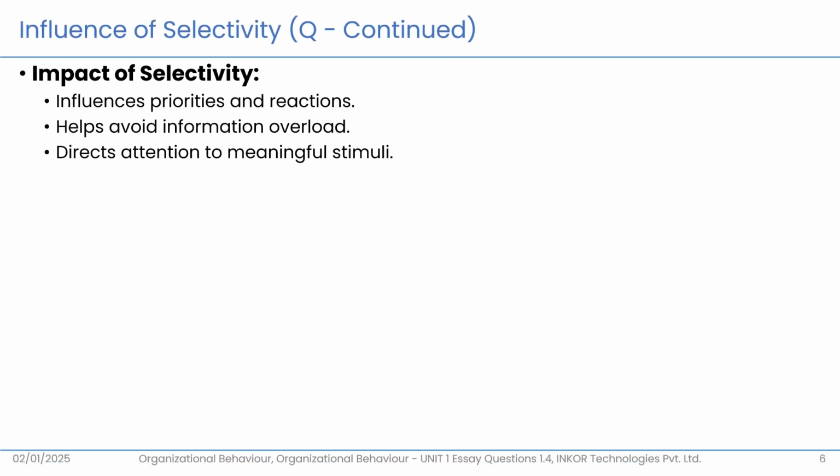Perceptual selectivity impacts behavior by prioritizing important information and ignoring irrelevant data. For example, a manager may focus on deadlines and productivity metrics, ignoring minor details. This ensures that attention is directed to what matters most, affecting performance and decision-making.